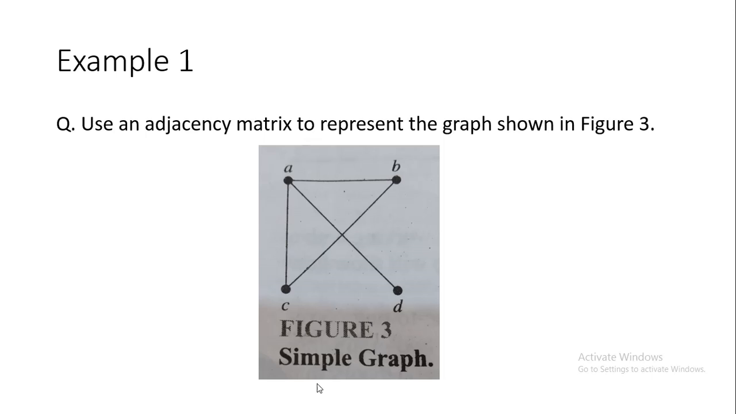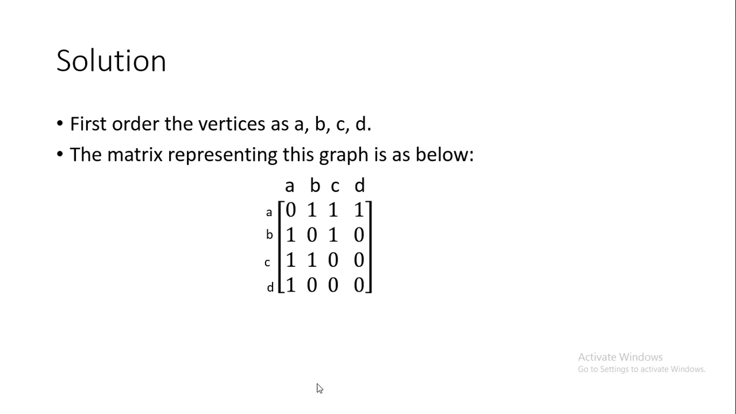The question is: use an adjacency matrix to represent the graph shown in the figure. In this question, the simple graph with vertices A, B, C, D is given, and you have to represent this graph by using the adjacency matrix. Your first task is to order the vertices first as A, B, C, D. You can choose any names, like P, Q, R, S. I have chosen A, B, C, D, and the order is A, B, C, D. Then the matrix representing this graph is as below.